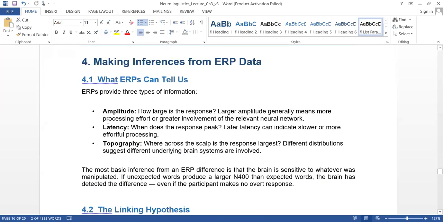Okay, making inferences from ERP data. ERP can tell us amplitude, how large is the response? Larger amplitude generally means more processing effort. Latency, when does the response peak? Later latency can indicate slower or more effortful processing. And topography, where across the scalp is the response largest? Different distributions suggest different underlying brain systems are involved, right? So this means that it's about the region also.